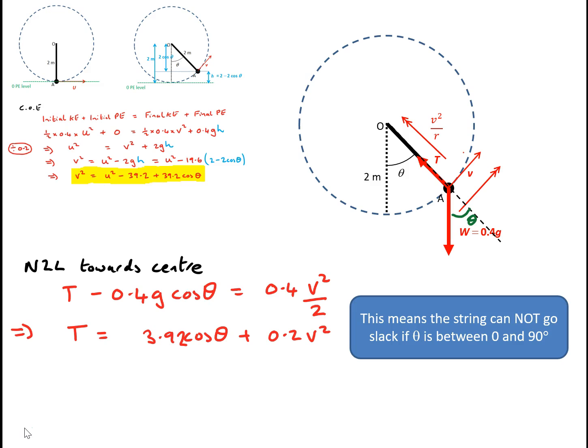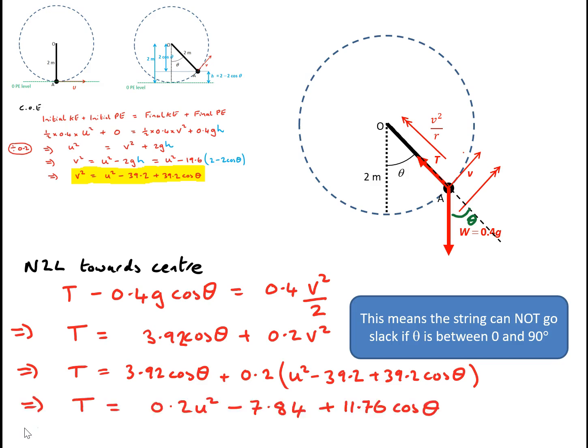Now, the conservation of energy equation gave me a useful expression for v squared, and we can insert that into our equation for T. So our equation for T now becomes T equals 3.92 cos theta plus 0.2 times the expression for v squared, which is u squared minus 39.2 plus 39.2 cos theta. And if we tidy that up, we'll arrive at T equals 0.2 u squared minus 7.84 plus 11.76 cos theta.